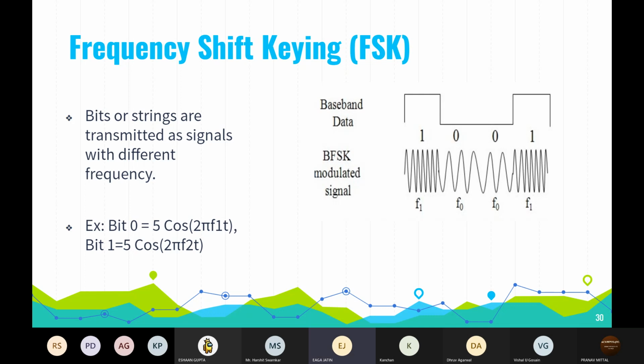In this case also, only the modulating signal is different, which is digital in nature, and so we change the frequency of the sinusoidal carrier wave, or it is switched according to the digital input signal. So this is an example. This is the concept of how FSK takes place.